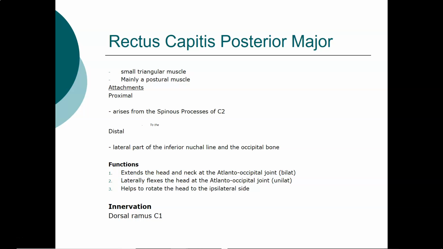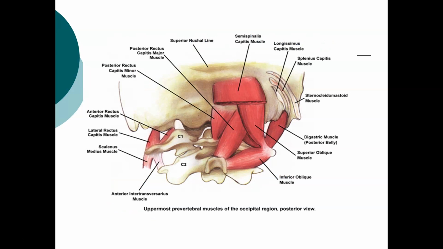It does extend the head and neck at the atlanto-occipital joint, remembering that is the joint between C1 and the skull, when it's working bilaterally. Laterally flexes the head at the atlanto-occipital joint unilaterally, and it does somewhat help to rotate the head to the ipsilateral side. And as I said, its innervation is the dorsal ramus of C1. So we see it here. Major is right here. So the spinous process of C2 all the way up into this lateral aspect of the inferior nuchal line.